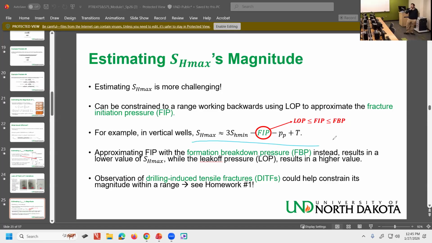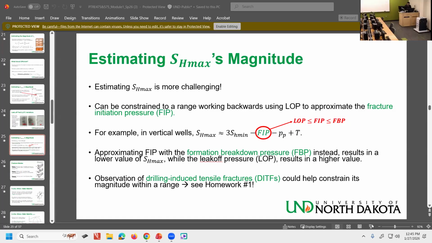And there was a place where the observation of those fractures, the ITFs from image logs, helped constrain the magnitude of SH max. And this is what you are going to do in your homework 1 when the time comes. It's not right now. You will see some stuff before we get there.